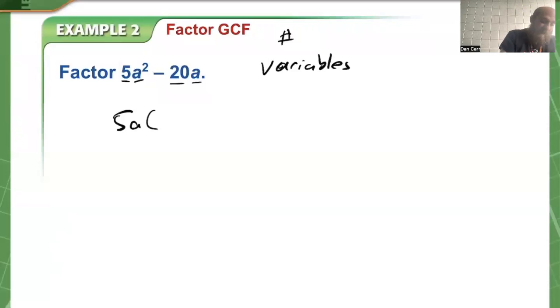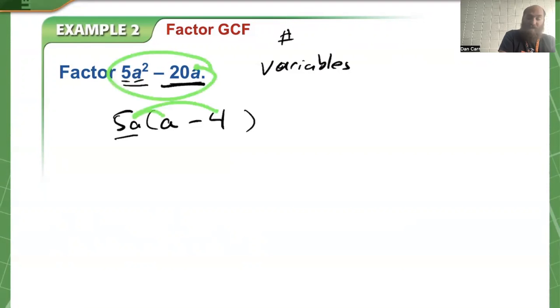When I factor that, I like to say this as whatever's left inside the parentheses needs to be able to, if I were to distribute this back out, it would go back to this. So if I look at that, 5a times what gives me 5a squared? That would be an a. 5a times what gives me a negative 20a? That'll be a negative 4. And again, if you want to double check, this times this and this times this, that should get back to that factoring. That's all GCF factoring is.